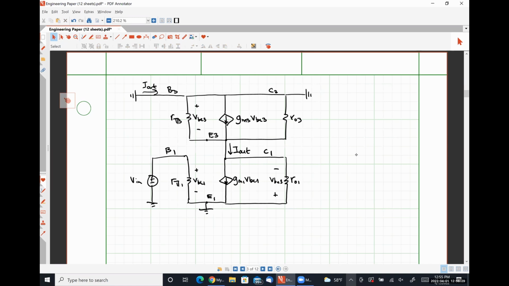Okay, so my output terminal is what I'm looking into now. Another thing that I have to take into account is that I will be shorting out my input voltage source, because anytime I'm trying to measure the output resistance, I short out my input voltage. So we're going to place V1 at ground.